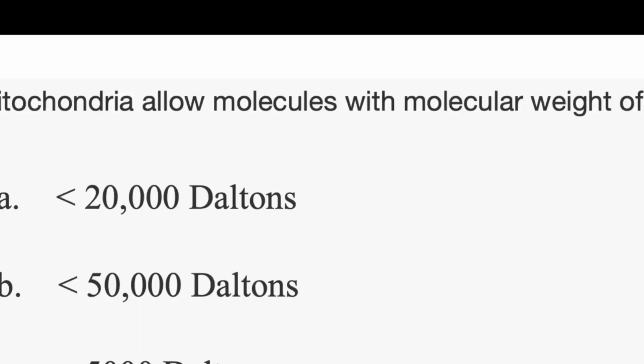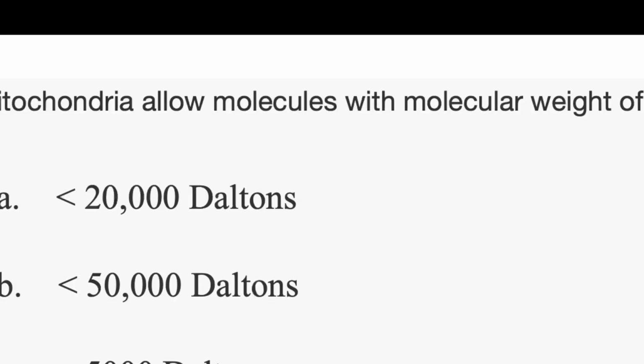Question number 14. Porins in mitochondria allow molecules with molecular weight of dash. Option A, less than 20,000 Daltons. Option B, less than 50,000 Daltons. Option C, less than 5,000 Daltons. Option D, greater than 5,000 Daltons.